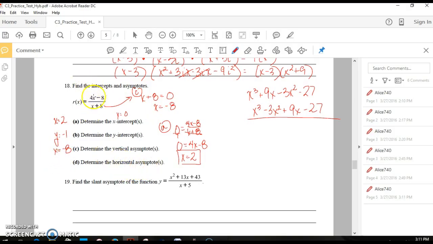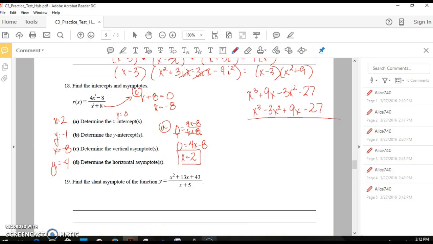Horizontal, you look at the degrees of your numerator and your denominator. If your numerator degree is less than your denominator degree, it's automatically at y equals 0. If it's equal, like it is here, where they're both to the first power, it is at the quotient of the leading coefficients. So 4 divided by 1, or a 4.